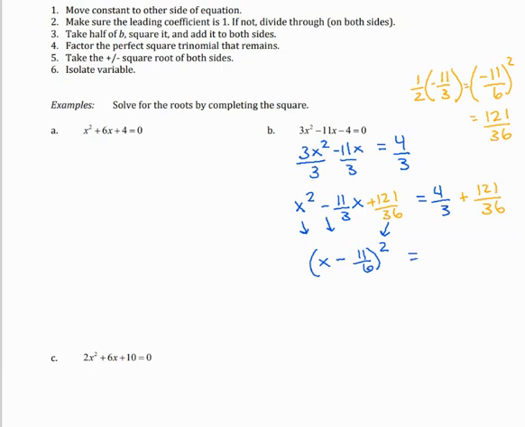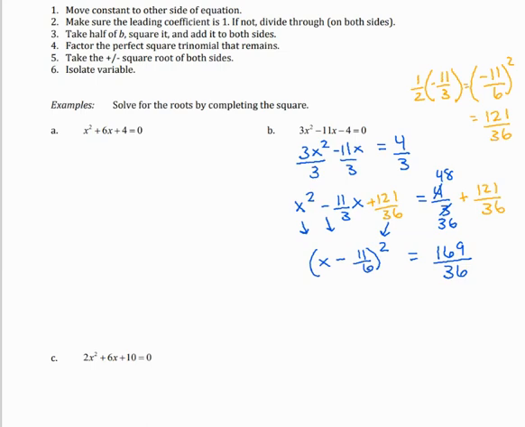We'll clean up that right-hand side. So let's make this become a 36. I multiplied by 12, so this becomes a 48. I like this because 48 plus 121 gives me 169. Why do I like that number?